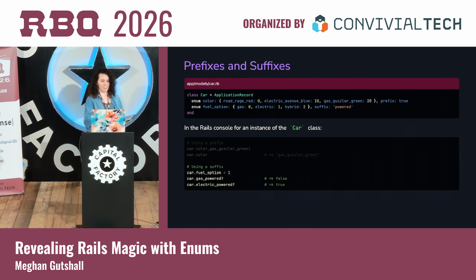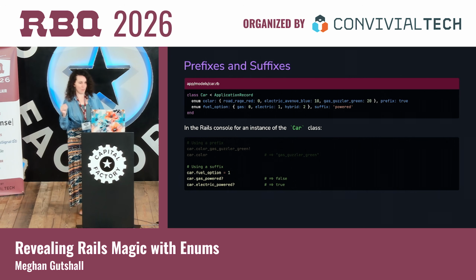For using a suffix, we're setting car.fuel option to 1. And if we query car.gas_powered, because we passed the string powered as a suffix, it's returning false because 1 here maps to electric. So when we query car.electric powered, it returns true.